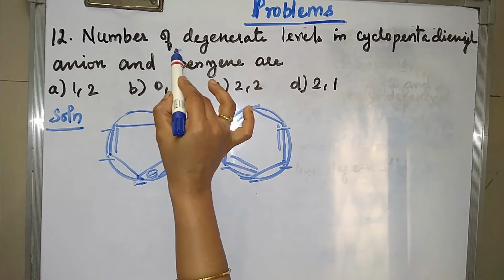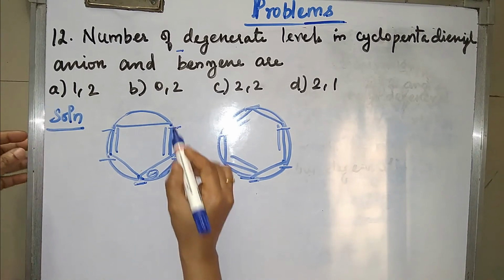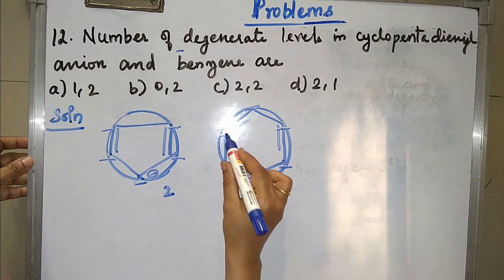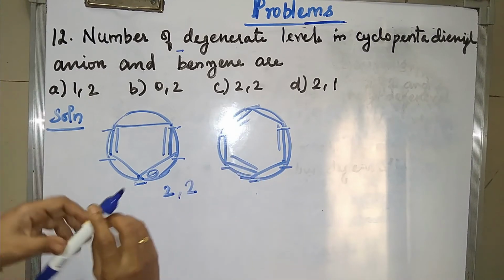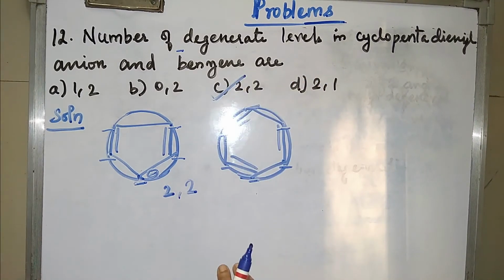So what they are mentioning here is only doubly degenerate. How many doubly degenerate orbitals are there here? Here 2 doubly degenerate orbitals are there. Here also 2 doubly degenerate orbitals are there. So what is the answer here? 2, 2. This is the answer.